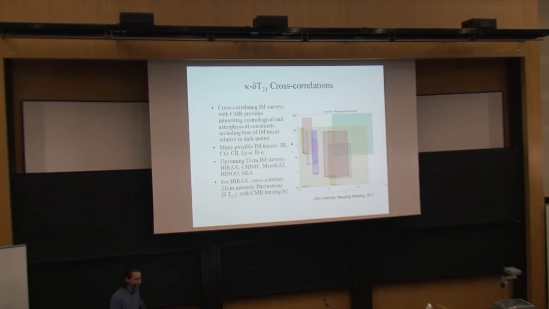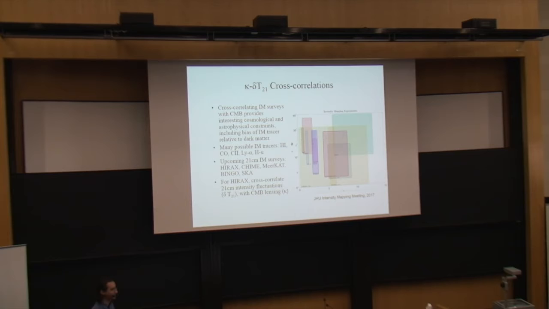So moving into the cross-correlations realm, there are a number of different line tracers that you can use for intensity mapping. 21 centimeter is one of them. There are also people in upcoming or planned experiments looking at using CO, C2, and many of these other lines that allow you to probe different redshift periods and then looking at different angular scales with different instruments. But for us, we'll be using the 21 centimeter. And so we would like to cross-correlate with the CMB lensing.